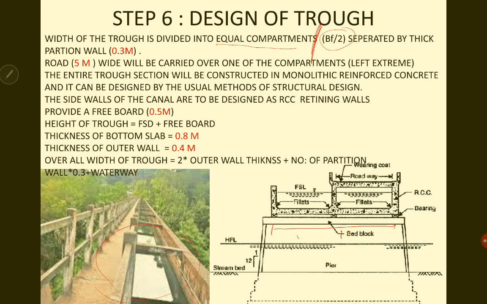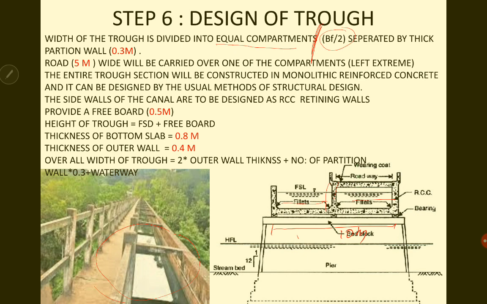Suppose this is a 10 meter wide canal, so B of F is equal to 10 meter. In this case, they have divided the whole thing into 5 meter each. So the whole partition is done into 2 halves, or it can be any number of equal parts.